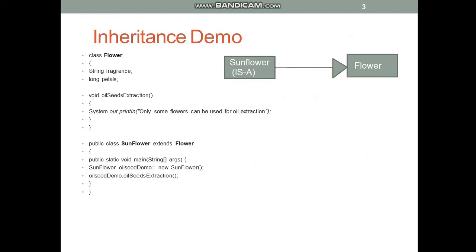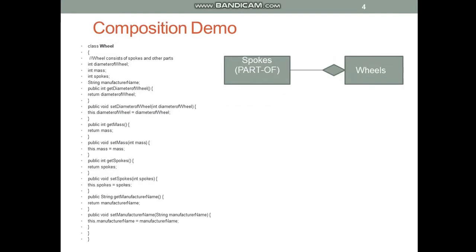So this is an inheritance relationship, single inheritance, simple. What it depicts is that a sunflower is a flower. So the is-a relationship of inheritance is followed over here. Now let's go further.